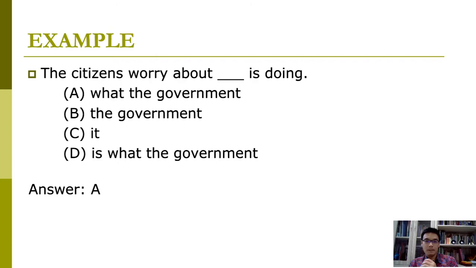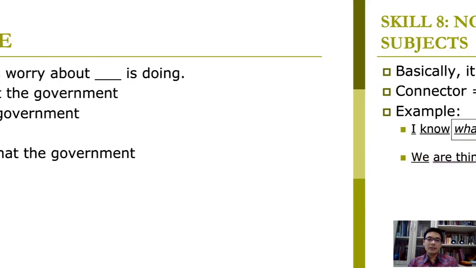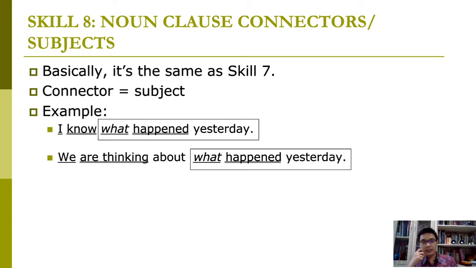Okay, let's continue to skill 8. Noun clause connectors, subjects. So what does it mean? Basically, it's the same as skill 7. The difference is that in this skill, the connector is also the subject of the clause. The connector is also the subject for the clause.